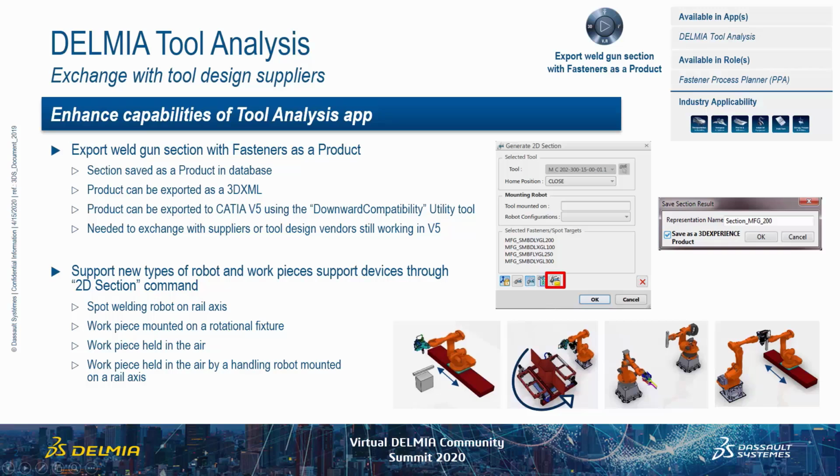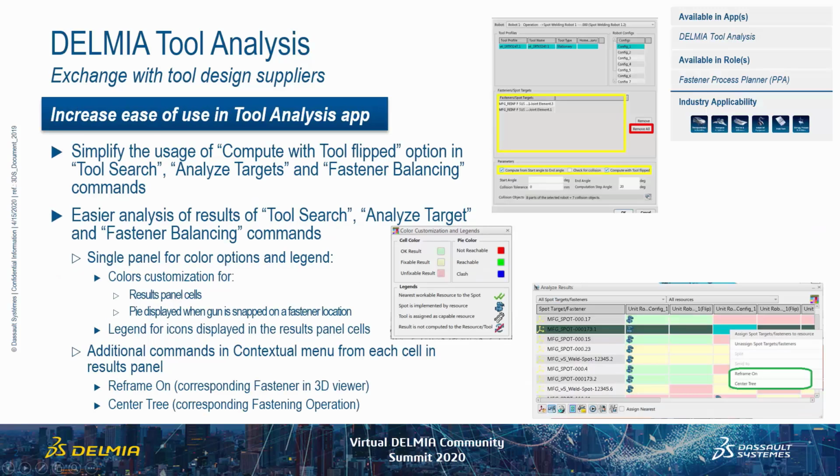And you have here a couple of interesting highlights related to new capability for robot in terms of spot welding, and workpiece mounted and held in the air, handled by a robot on rail axis and so on.